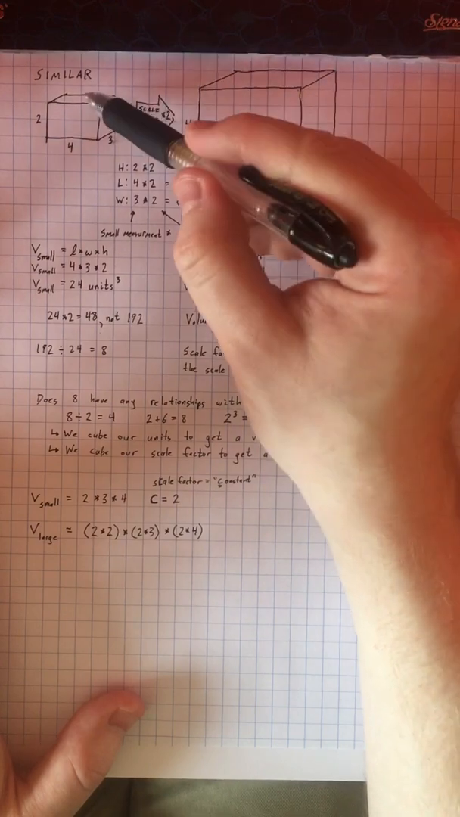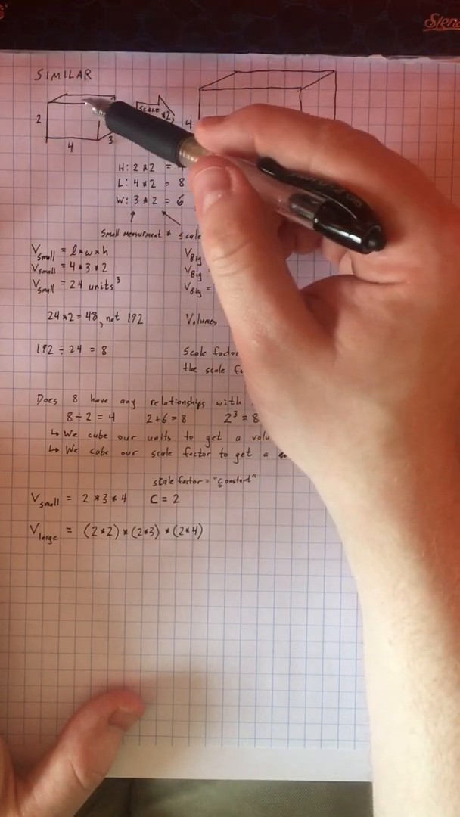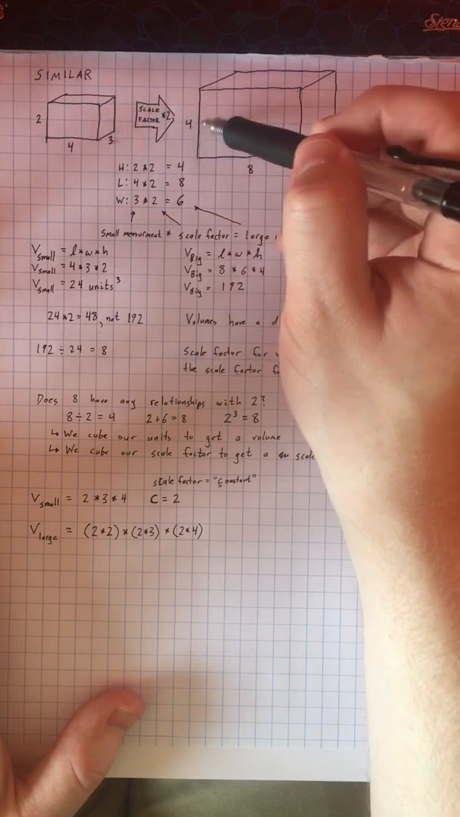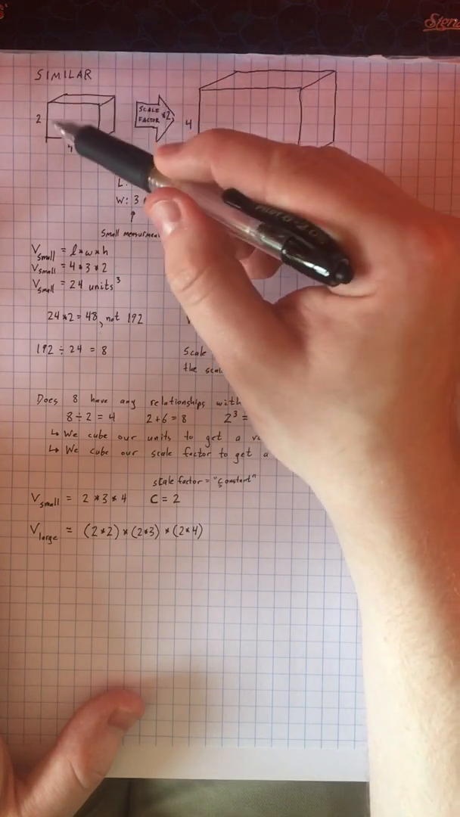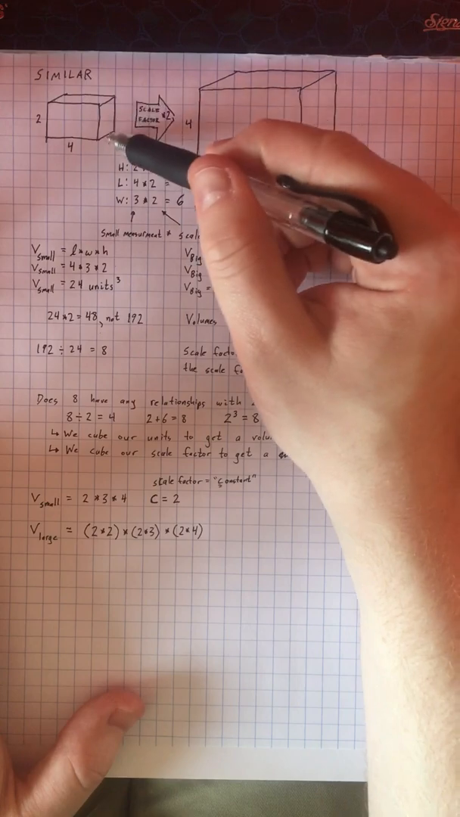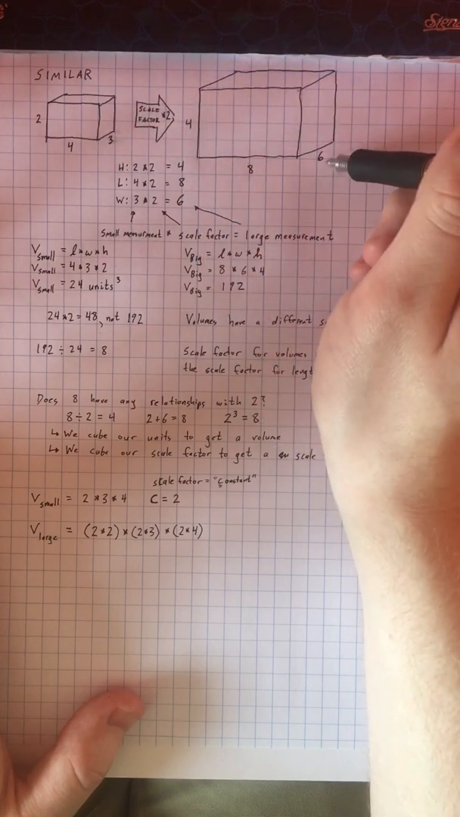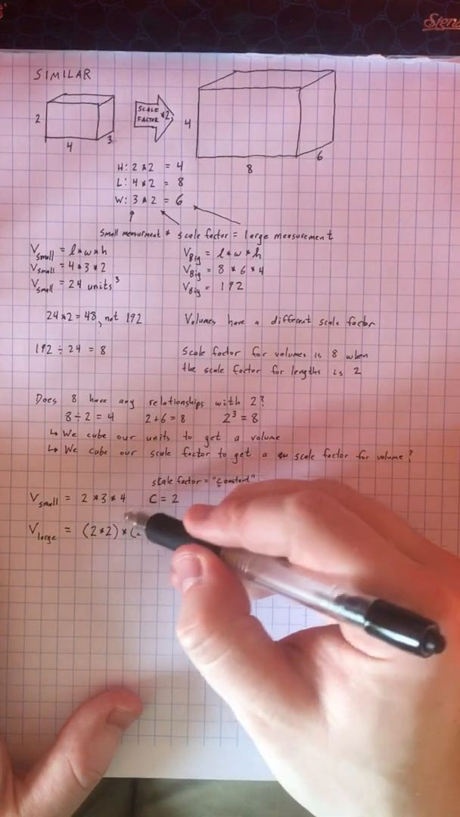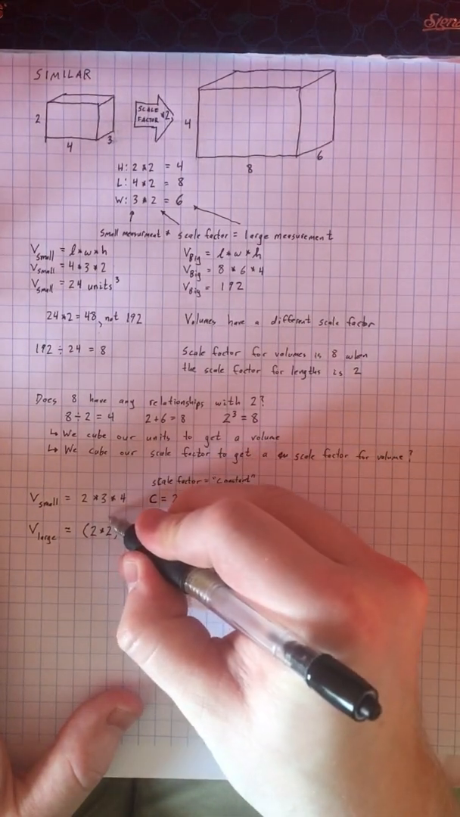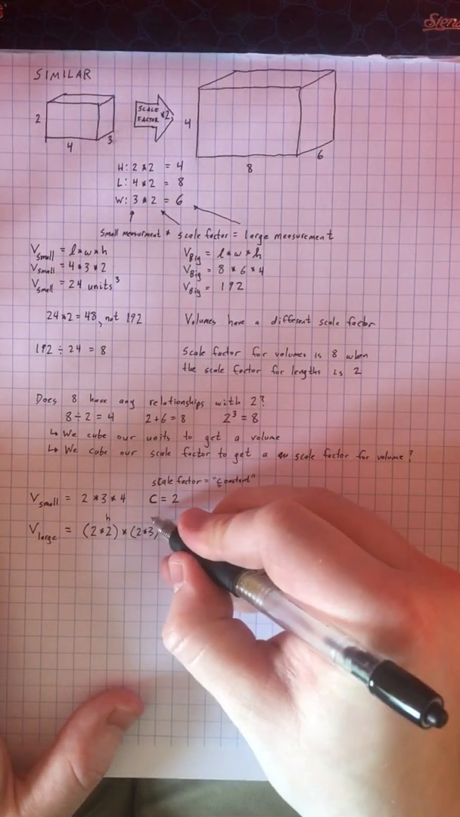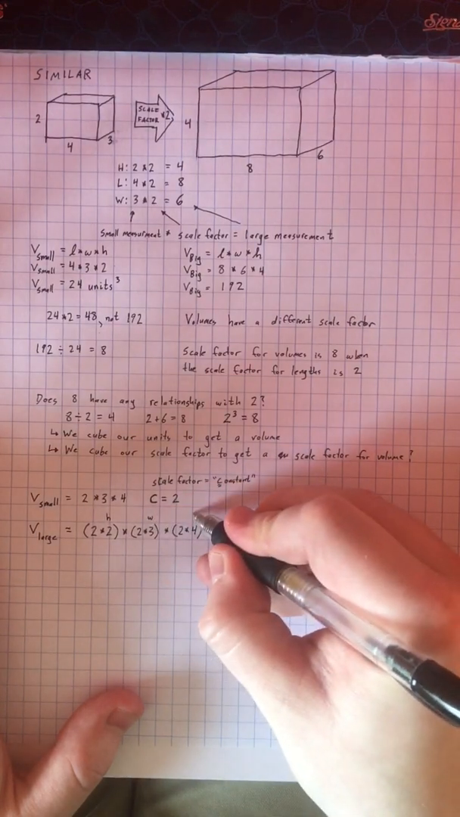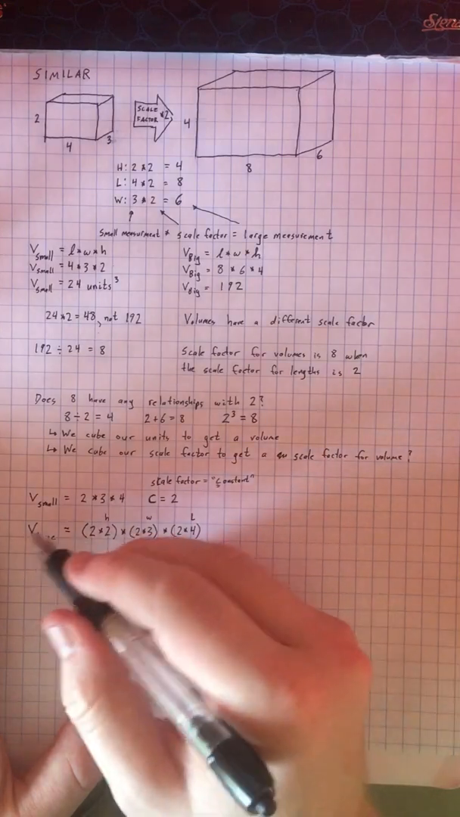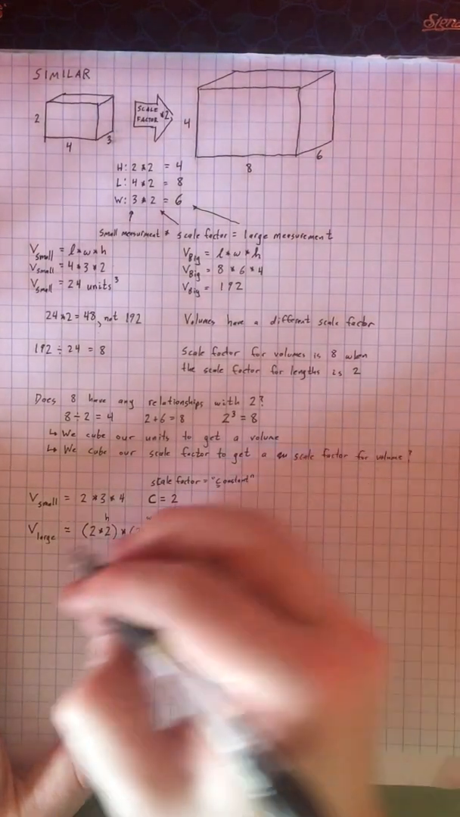But I could also express that in terms of the original box. I took this dimension, multiplied it by 2 to get this one. This times 2 gets this. 3 times 2 gets me 6. So I could think of the volume of the large box as take the height, take the width, take the length of the small box, multiply them by 2, and then multiply them all together.